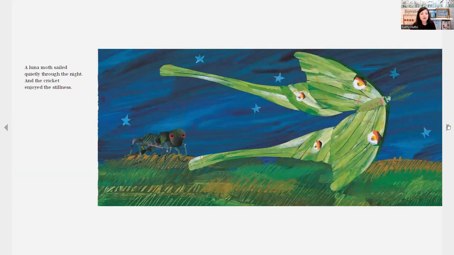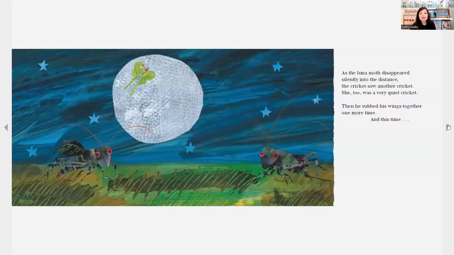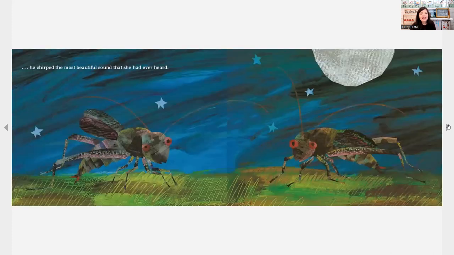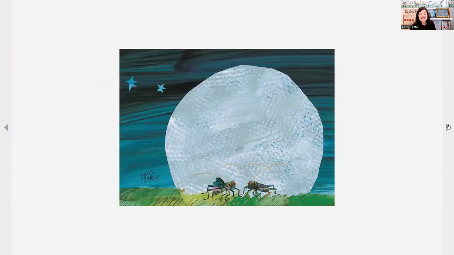A Luna moth sailed quietly through the night, and the cricket enjoyed the stillness. As the Luna moth disappeared silently into the distance, the cricket saw another cricket. She too was very quiet. Then he rubbed his wings together one more time, and this time he chirped the most beautiful sound that she had ever heard. The end.